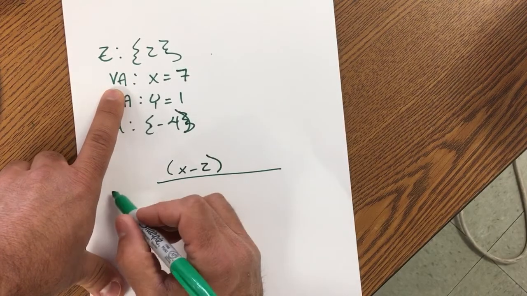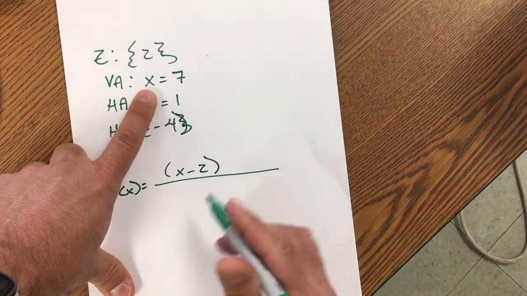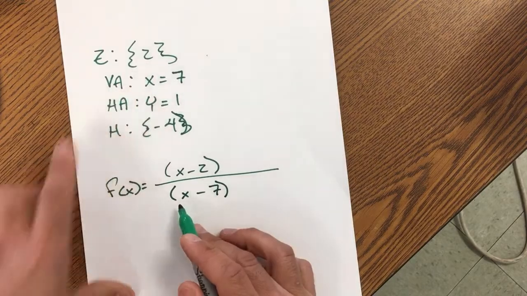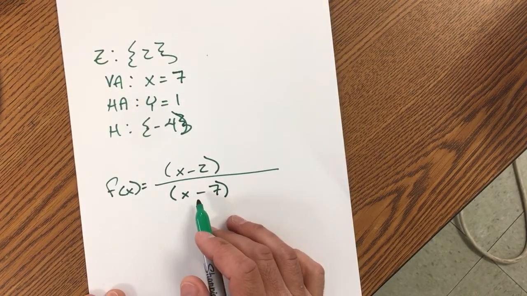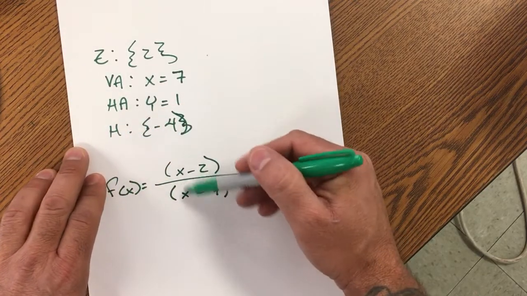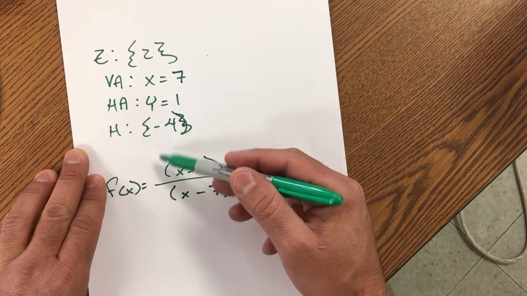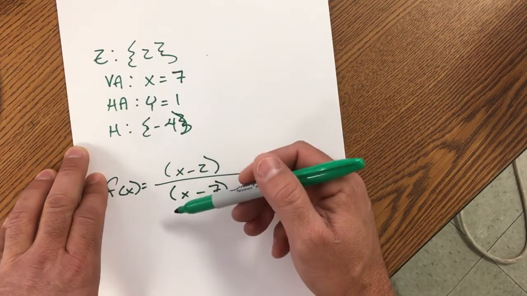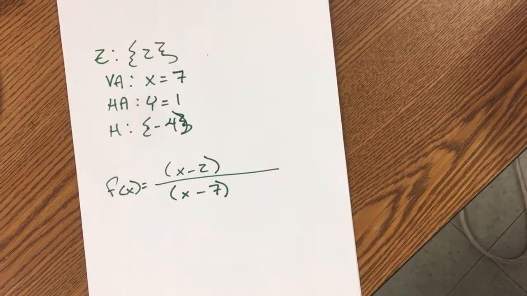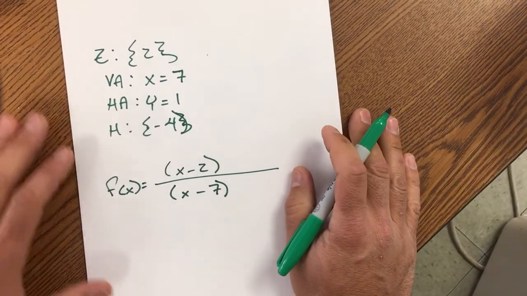I know my vertical asymptotes come from the denominator. So if it tells me x equals 7, that means on my denominator, I need to have x minus 7. When I plug in 7 here, it gives me 0. Horizontal asymptote of y equals 1 means that these are the same degree, which they are right now. And I divide the leading coefficients, and it's just 1 over 1. If it's 1 over 1, I don't have to put it.